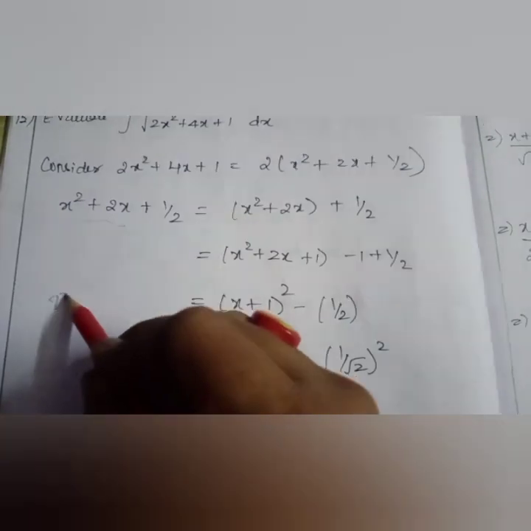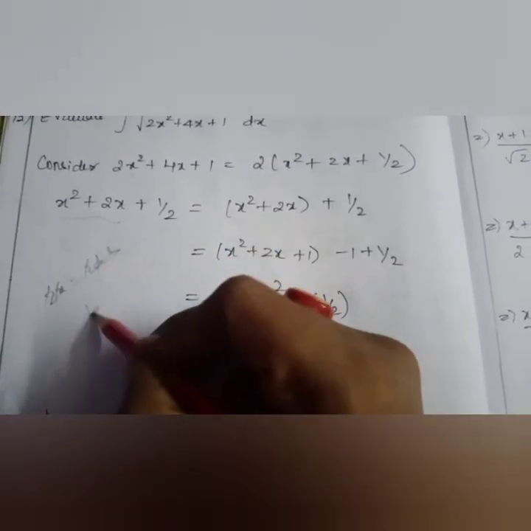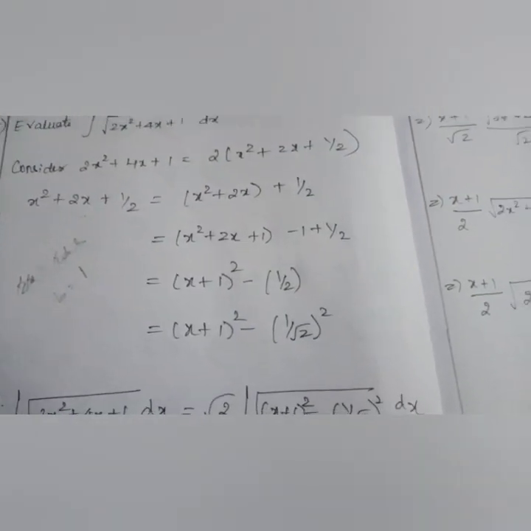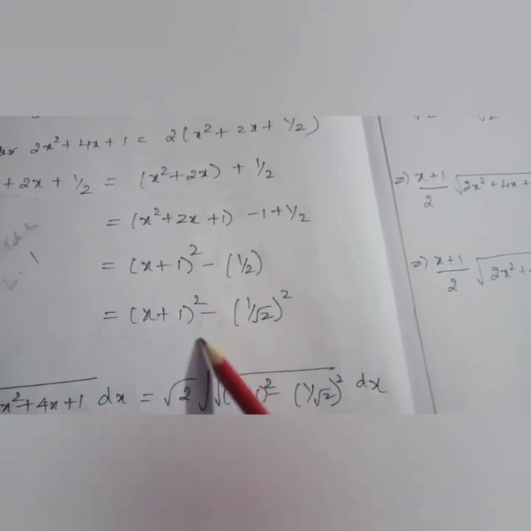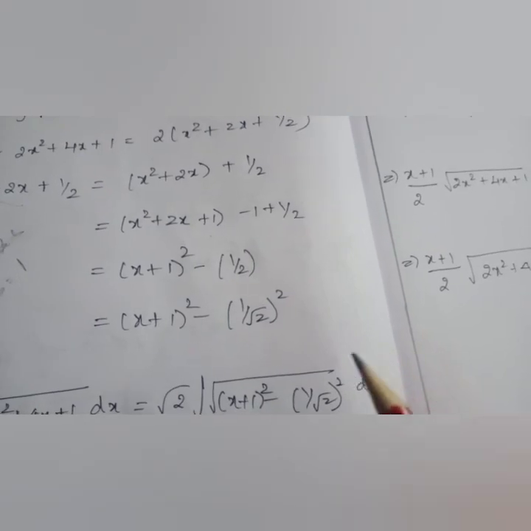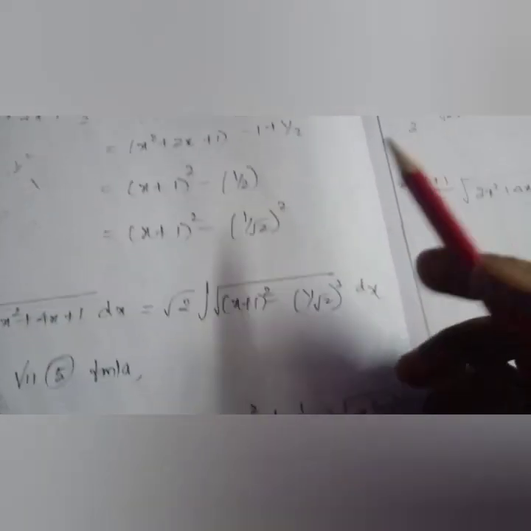So 2x is equal to 2ab, means a and x get cancelled, 2 and 2 get cancelled. So b is equal to 1. b is equal to 1 means b square is 1 only. So 1 has to be added, 1 has to be subtracted. So this becomes x plus 1 the whole square minus 1 by 2. If I want to make it 1 by 2 the whole square, obviously I write it as 1 by root 2 the whole square, because root 2 into root 2 is 2.